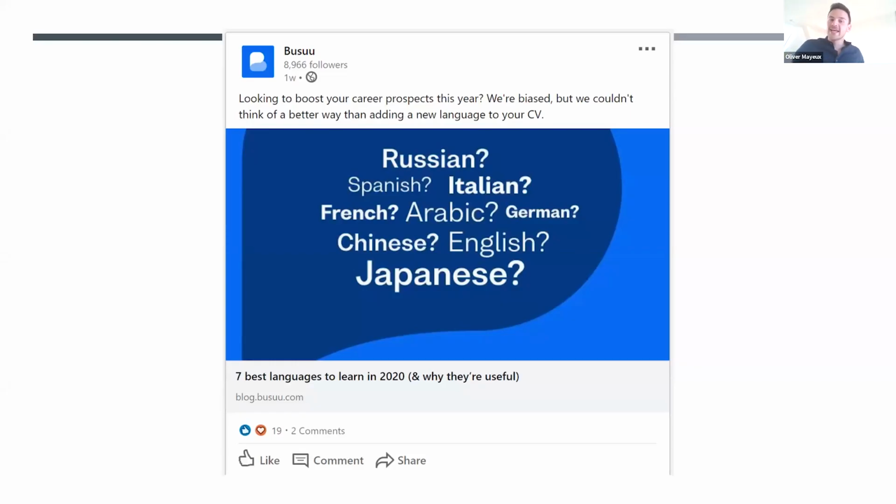And you can see that if you go online and look at language learning apps, most of them are dealing in the question of extrinsic motivation. For example, if you learn Russian, Spanish, Italian, etc., what will this do for you? It will enrich your CV. If you learn English, you'll be more likely to get a job. And this language learning platform, Busuu, compiles the 7 best languages to learn and why they're useful. So it's really about use, this extrinsic motivation.